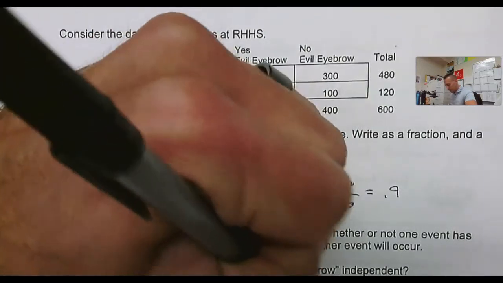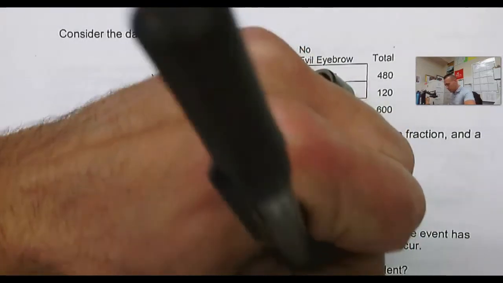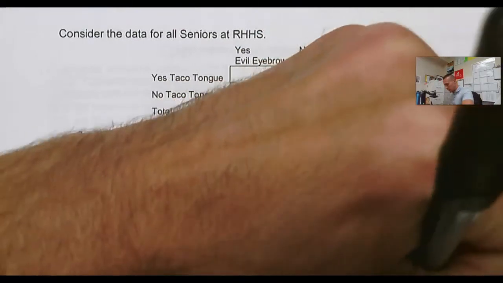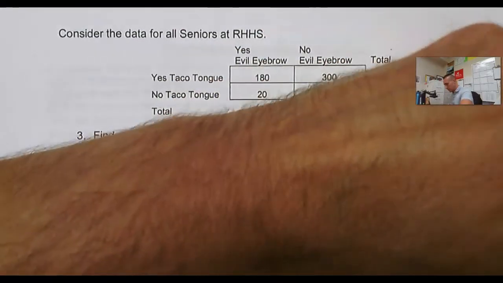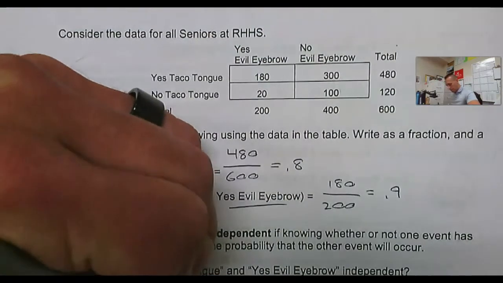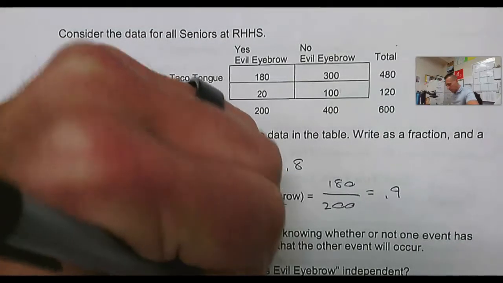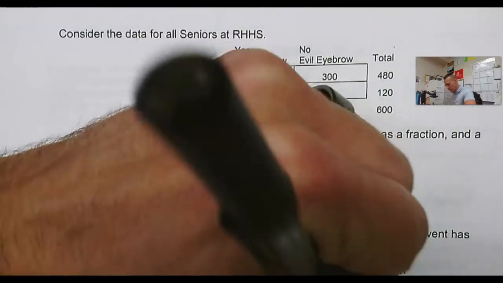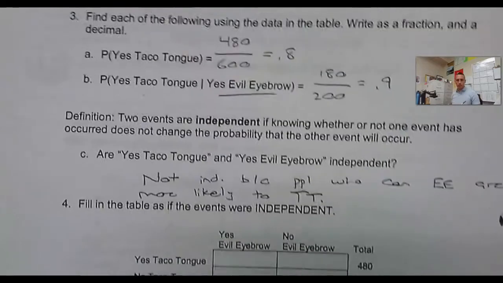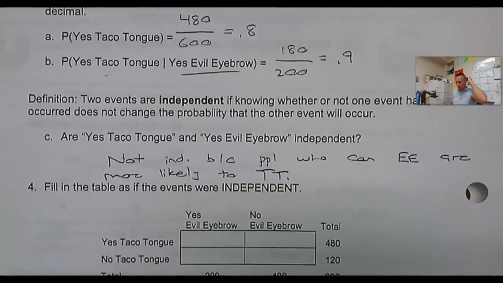So the events are not independent because people who can evil eyebrow are more likely to taco tongue. Oh, you can't see any of that. My apologies. They're not independent events.